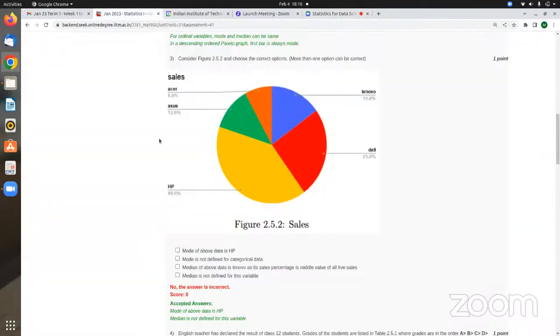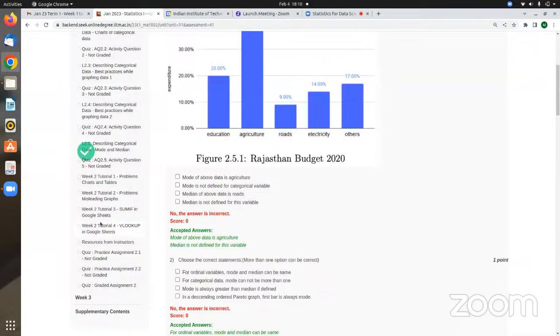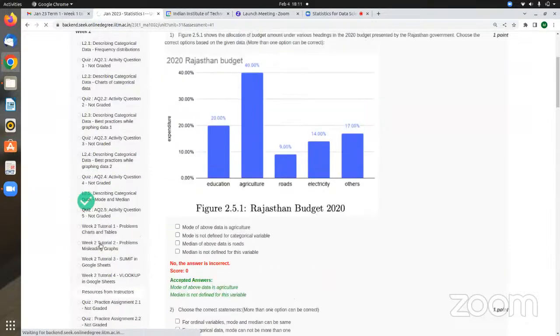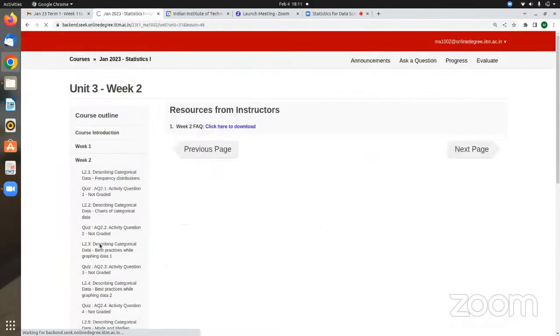When I went through the frequently asked questions of week 2, I saw manipulation of the y-axis and truncated graph. I can't differentiate between the two. Can you please give some example so that I can understand better? It is from the frequently asked questions of week 2.